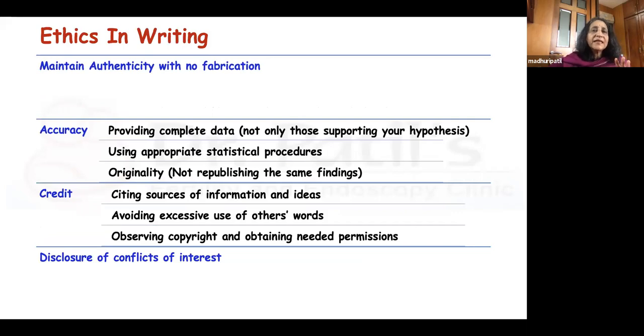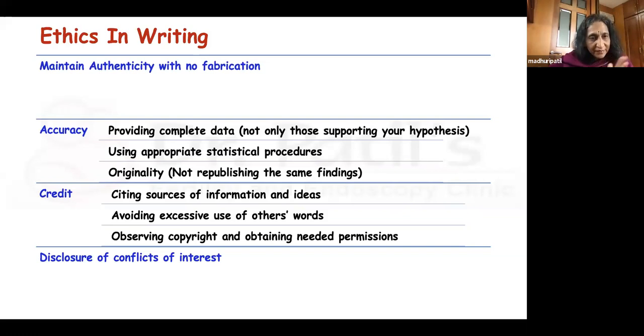And then there are certain ethics which we have to observe. One is that you have to maintain authenticity with no fabrication. That is, there should be no plagiarism at all. Then you have to look at the data and not only at what supports your hypothesis. Using appropriate statistical procedures is important, and the work has to be original. It should not be a republishing of the same findings.